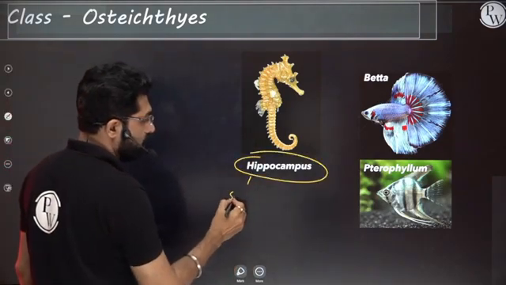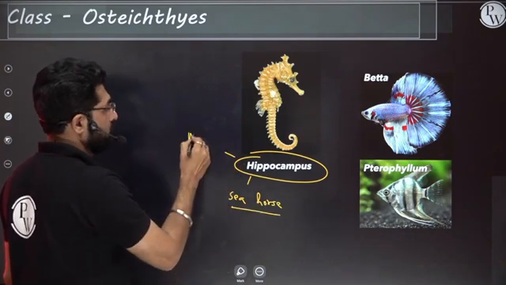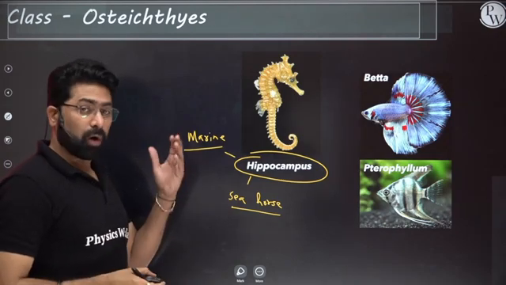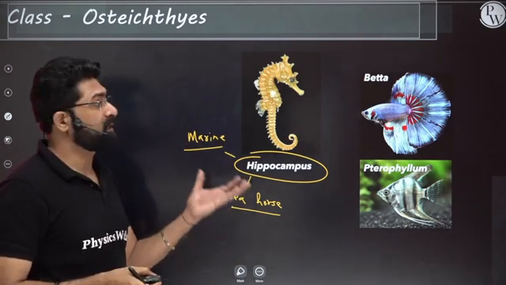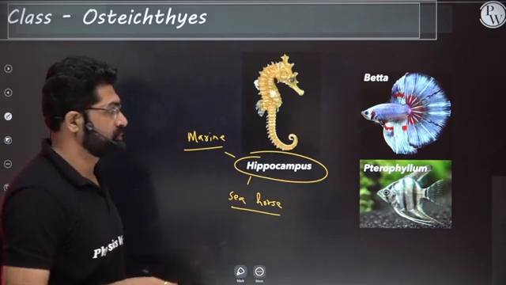This is the seahorse. This is a marine bony fish. Mostly the chondrichthyes are always marine, but in bony fishes you have a few marine bony fishes also.